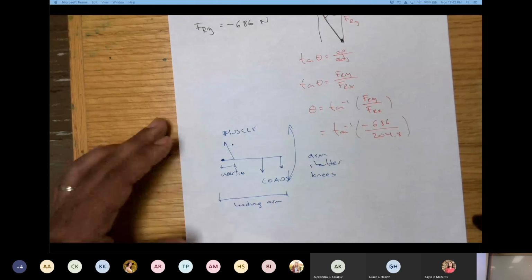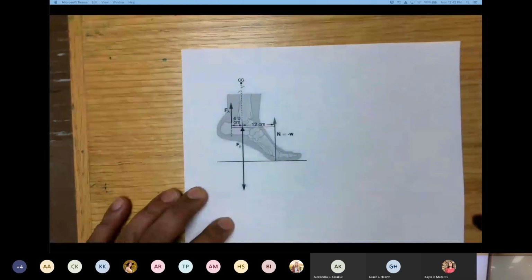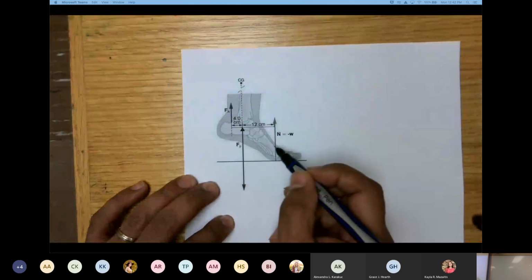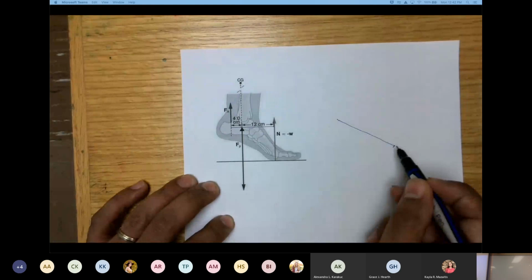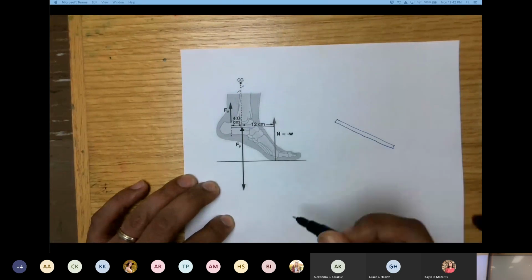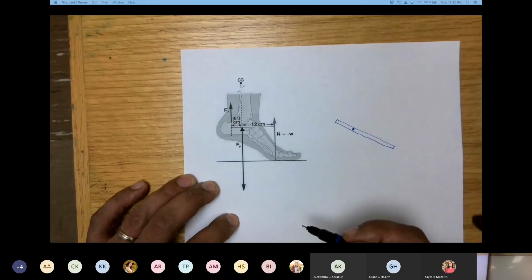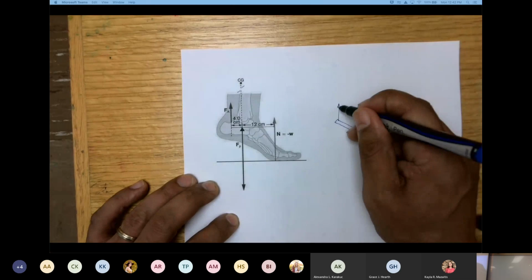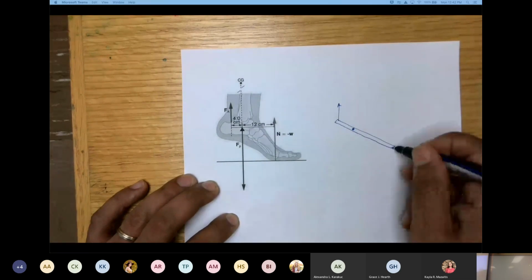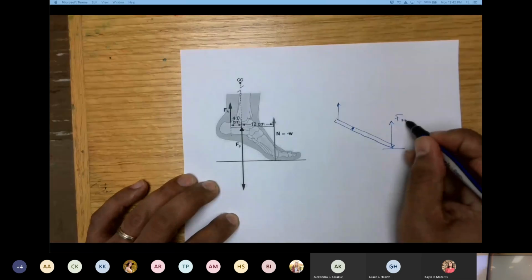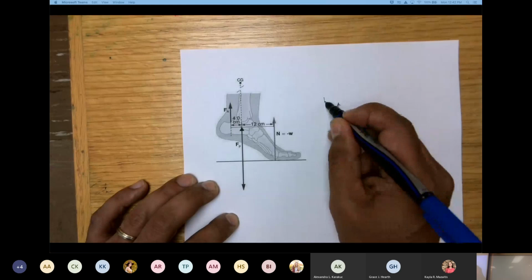Now, if you look at something like the foot, the foot has a different configuration. So instead of drawing the foot like this, I'm just going to do a foot that's going to look like a little bar. Now, the pivot point is going to be somewhere around here. The Achilles tendon is going to be on the back. And then you have the weight or the normal force somewhere in the toes. So this is going to be a normal force, and this is going to be the Achilles tendon.